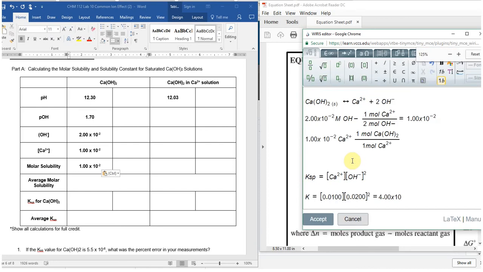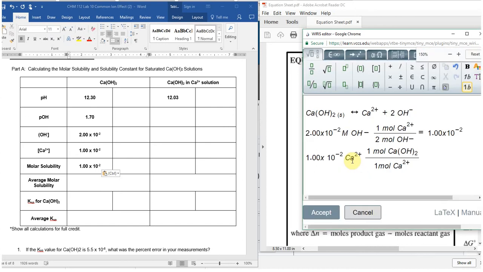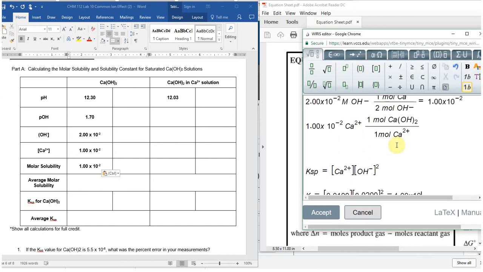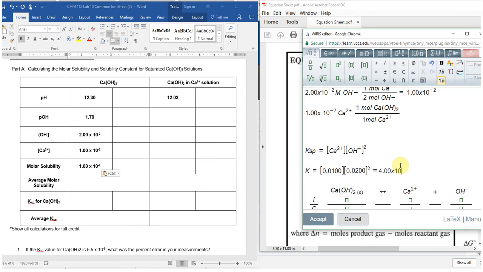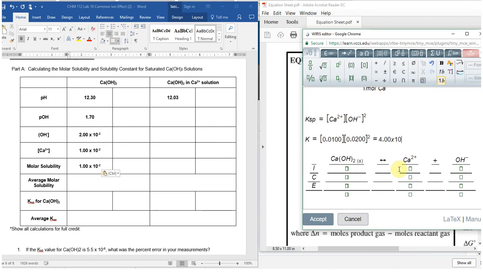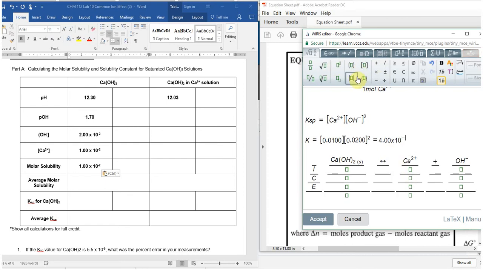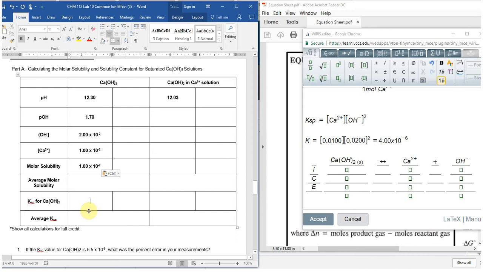My control button has stopped working sometimes. Control shift plus. Okay. Fine, we'll use this control. Control shift. Oh, that's because I'm not in Word. Okay, it only works over here. So 4.00 times 10, control shift plus negative 6.